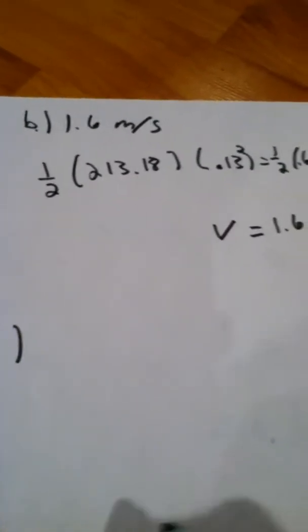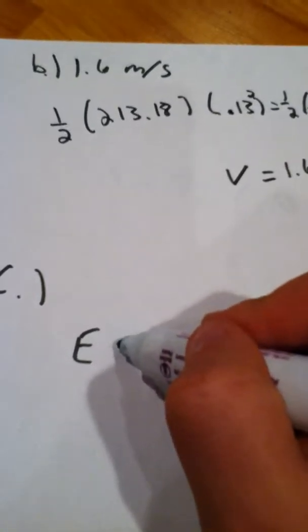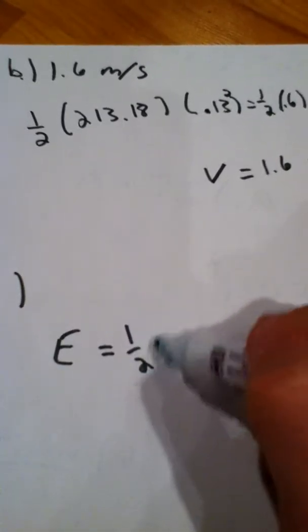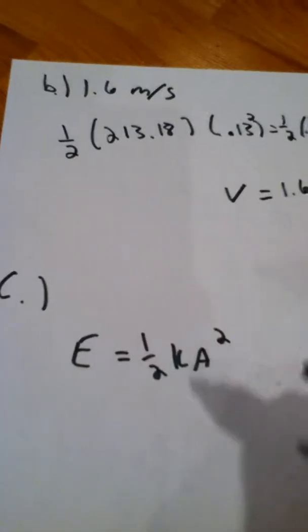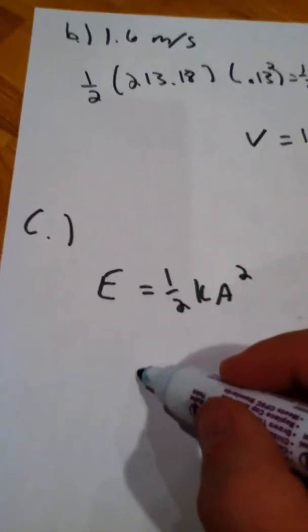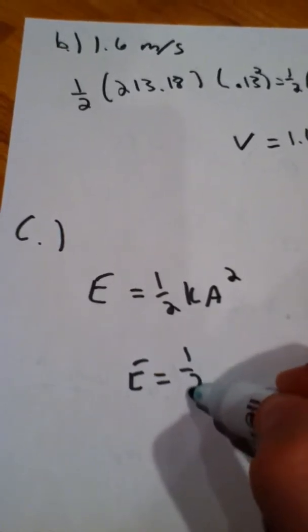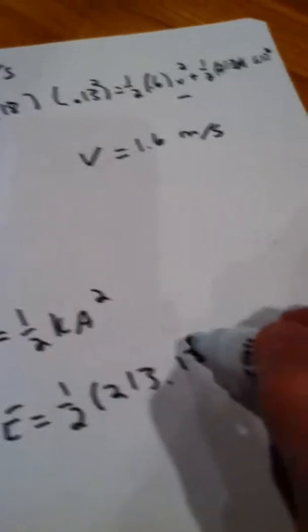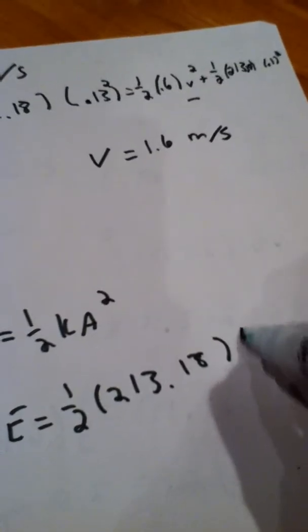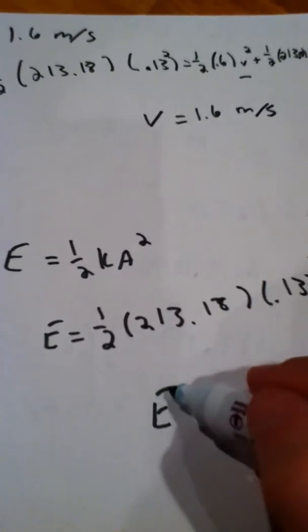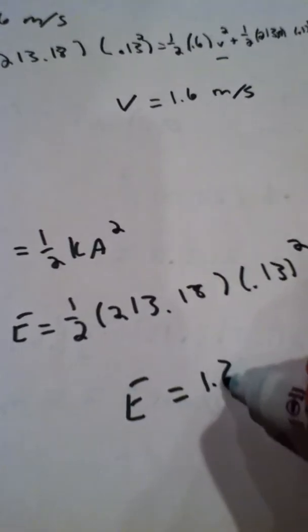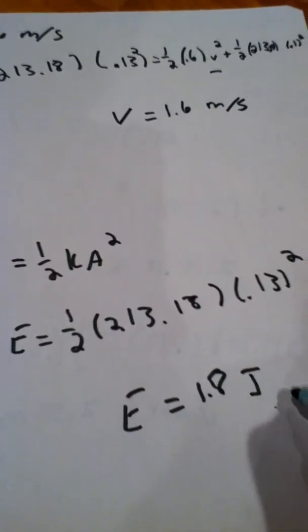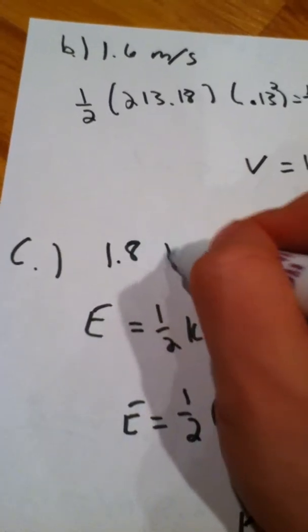On to part C finally. Part C is asking us for the total energy of the system, so that is simply the equation E equals 1/2 Ka squared. So we just fill in the numbers here. E equals 1/2 times 213.18, being our K, times 0.13, our amplitude, squared, and you do that math and it comes out to be 1.8 joules. So the answer to C is 1.8 joules.